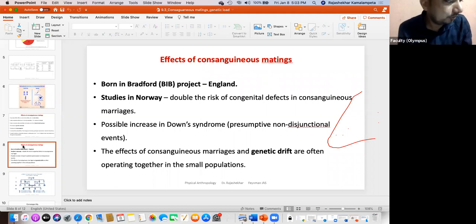Right, so we'll stop the class here. Today we discussed the remaining factors affecting Hardy-Weinberg equilibrium, consanguineous and non-consanguineous marriages. We are left with genetic load and genetic polymorphism. Those two concepts I'm going to discuss in the next class.